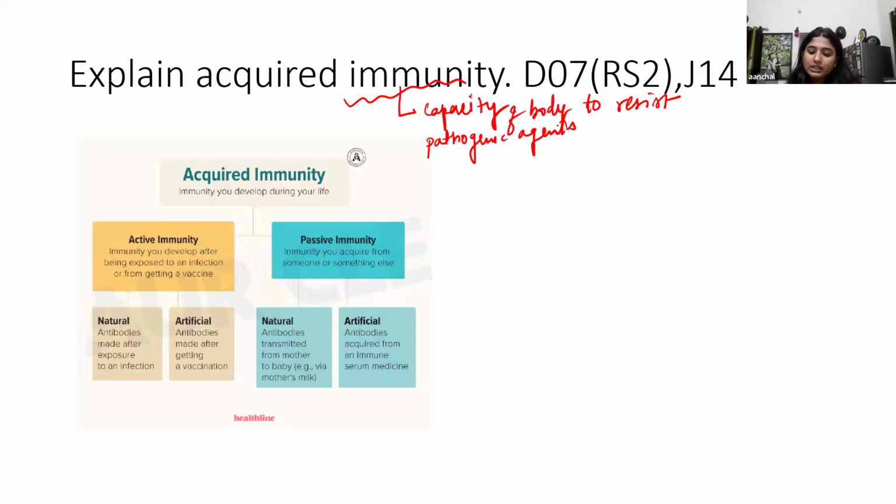Basically, immunity is the ability of the body to resist the entry of different types of foreign bodies like bacteria, viruses, toxins, and other substances which are harmful for our body. We know that immunity is classified as innate and acquired immunity. In this question, we're going to learn about acquired immunity, and this question is very important because it has previously been asked in the Rajasthan state exam and the Delhi state exam. So it is very important.